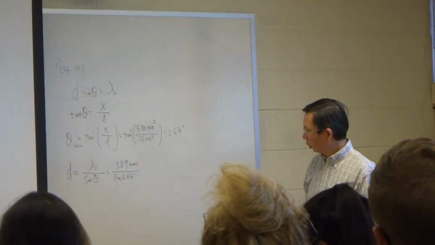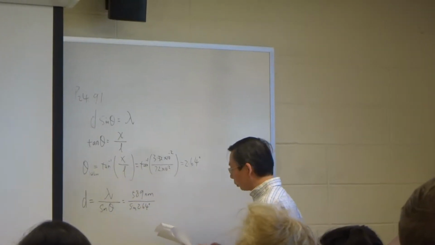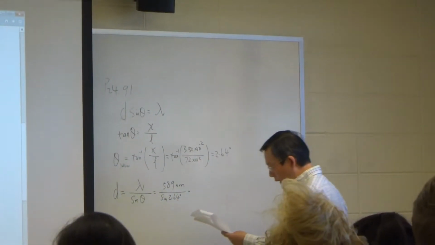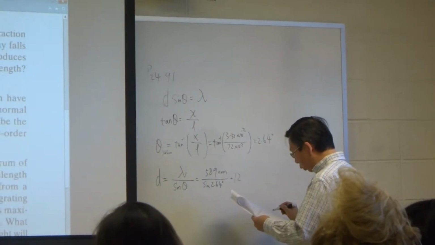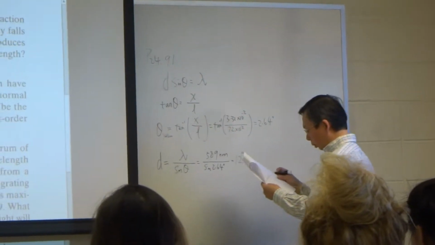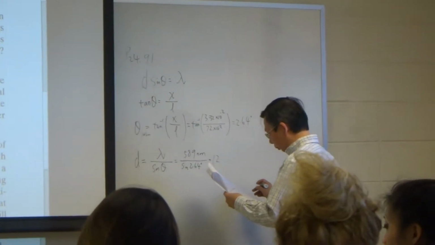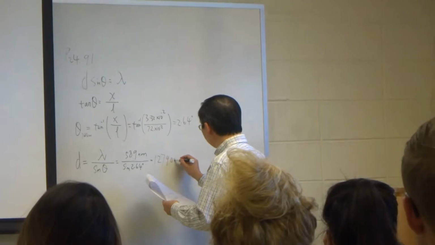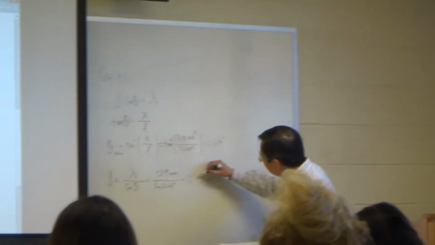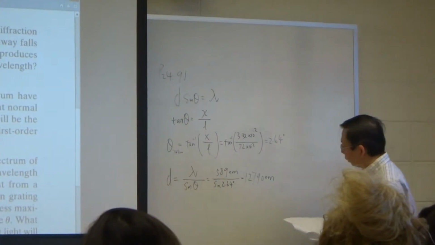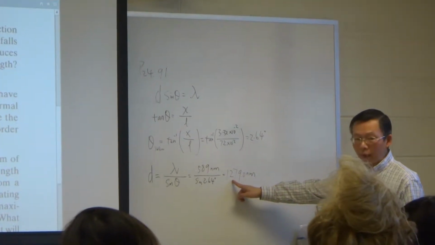2.40, right? Okay, so you will get, then d is 1200 per thousand, 780 nanometers. Okay. Don't worry about the number, because nanometers is very small. It's just 12 micrometers.